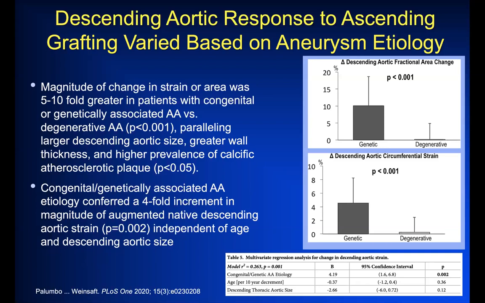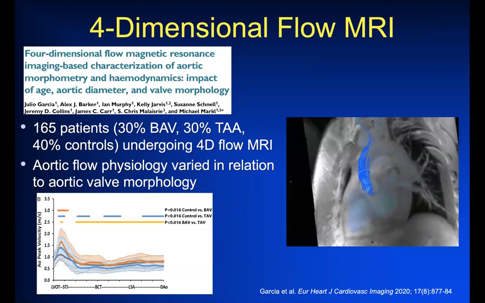with congenitally mediated aneurysms. To investigate that further, other groups and our group have similarly used techniques using MRI-based 4D flow assessment and biomechanical assessment of the aorta. In an initial study by Michael Markl's group, the group demonstrated that aortic flow physiology varied in relation to underlying aortic condition and differed between bicuspid patients and controls, as well as between patients with tricuspid valve and aneurysm.